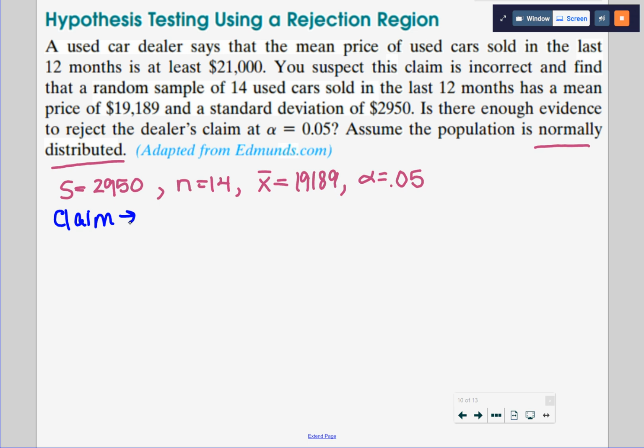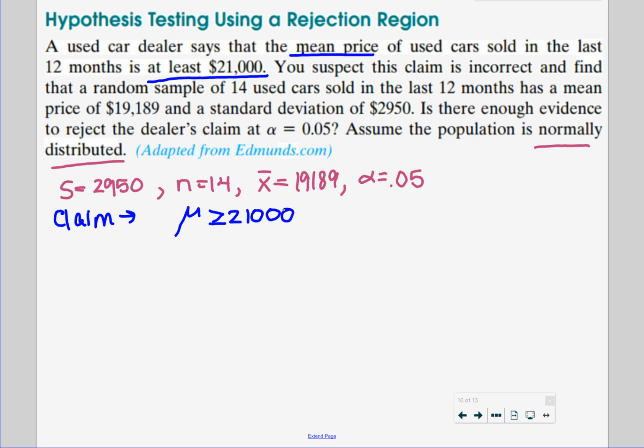So a used car dealer says the mean price of used cars sold in the last 12 months is at least $21,000. So if we see at least, greater than, less than, equal to, what do we got? What does that mean? It's greater than or equal to if it's at least 21,000. And because it's greater than or equal to, is that my null or my alternative? It is the null because it's got the statement of equality. What's the alternative then?